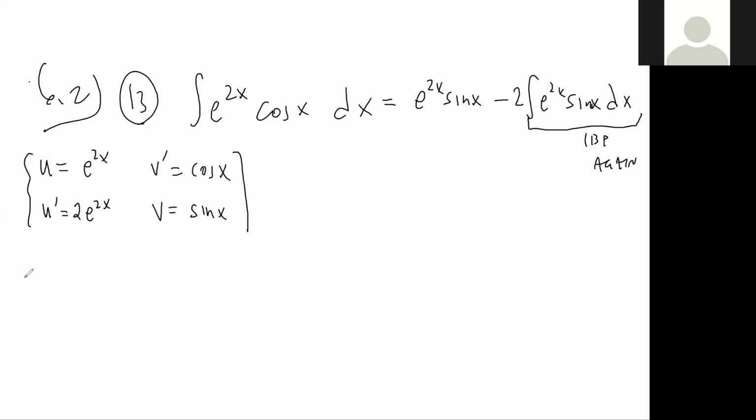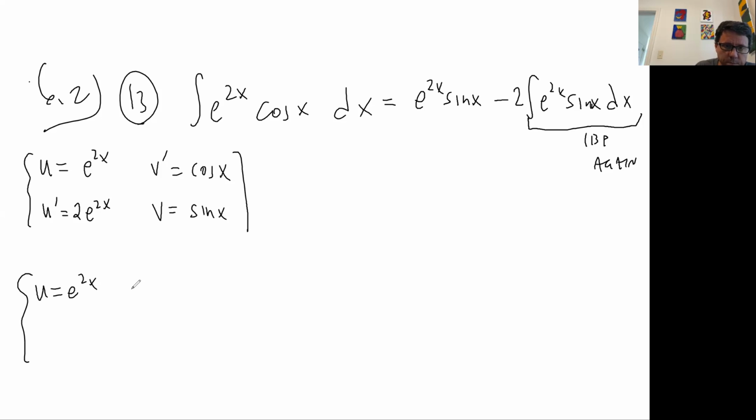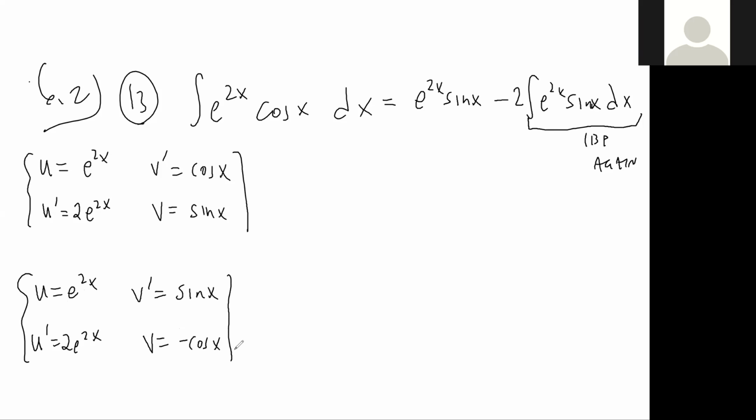And so if we try that again, same ordering, don't screw up the ordering, where u goes first, but now v prime is sine. So we want to use the integration by parts on the second part using that ordering. So follow that through. Again, u prime will be 2e to the 2x. Here, v will be the integral of sine, which is negative cosine. And we apply that to this second one over here.